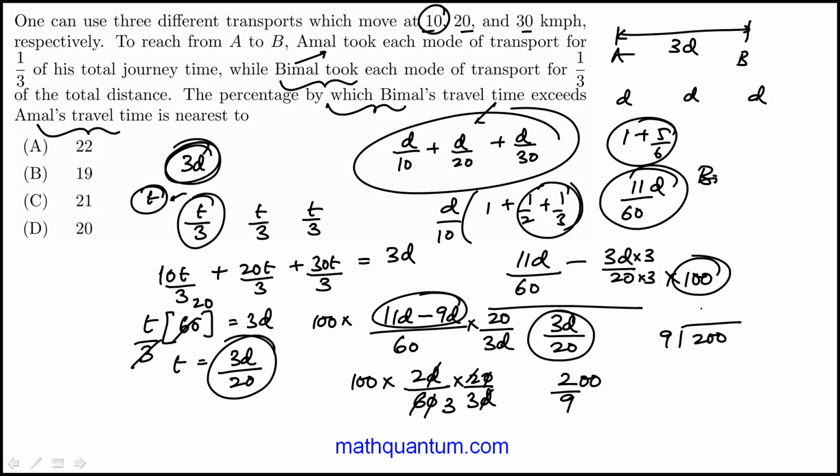And I can just do the division or use the calculator. 9 times 2 is 18. So it will be 22.222. So closest is choice A, 22.